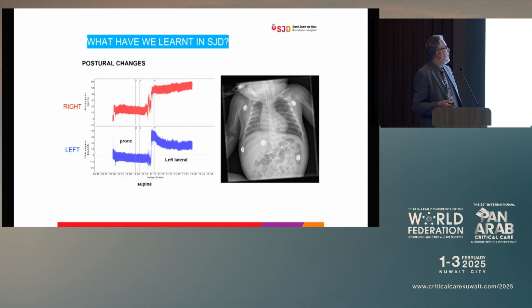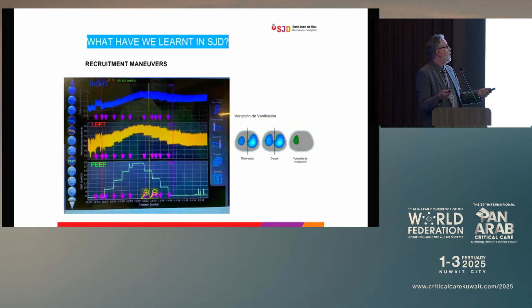Let's see another example of postural changes. So you can see a right atelectasis. The patient is in prone, we put him in supine, no changes. We go to left lateral, and we have an increase on both sides, even the left, we are getting a better FRC. So we are monitoring a simple thing, the postural changes, the physiotherapy, the recruitment maneuvers.